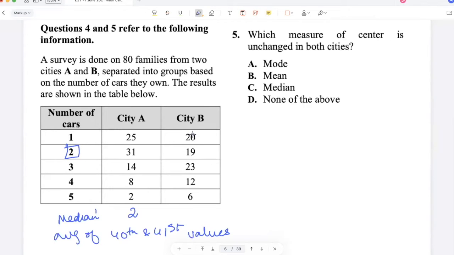And here, 39. Yeah, so here the 40th and 41st value is 3. So the median has changed. So this cannot be the answer.